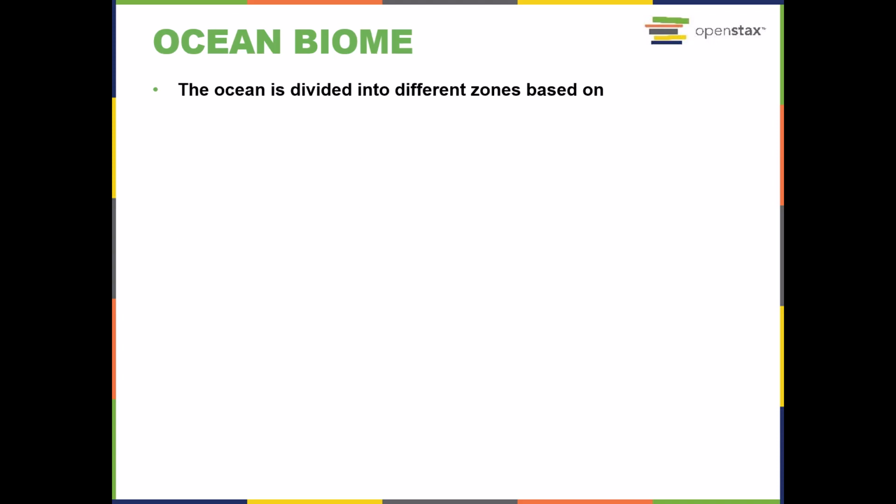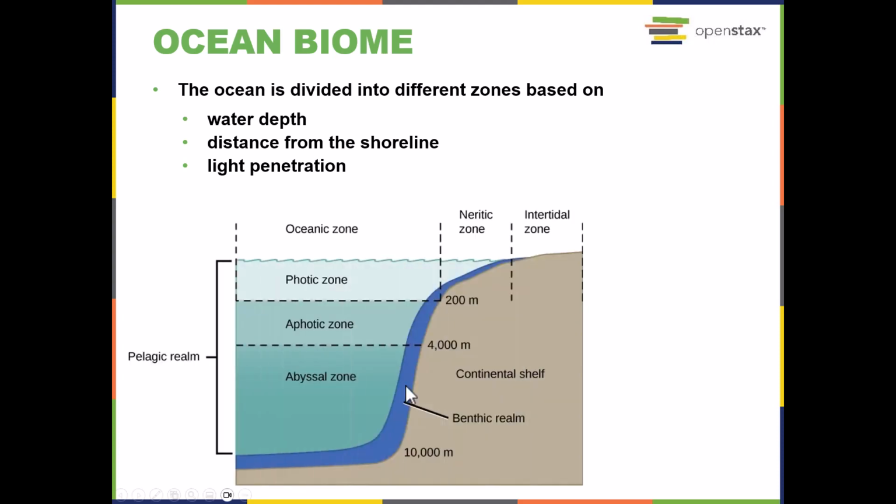When we look at the ocean, we separate it into different zones based on water depth, distance from the shoreline, and then also the amount of light getting through. When we look at water depth, we can look at the very bottom here, the benthic realm, and then everything else above that is the pelagic realm.